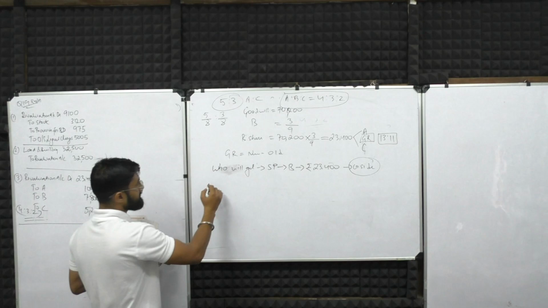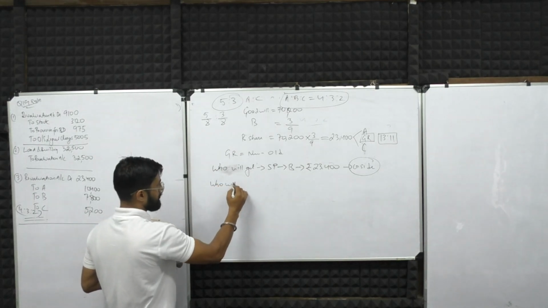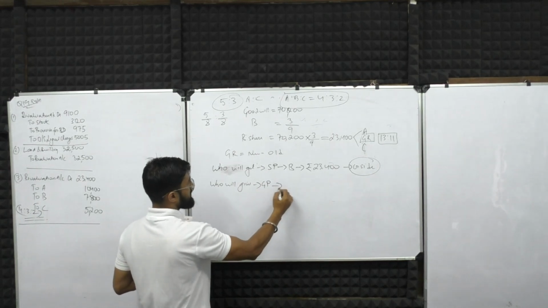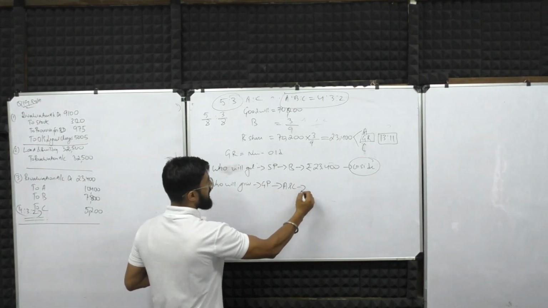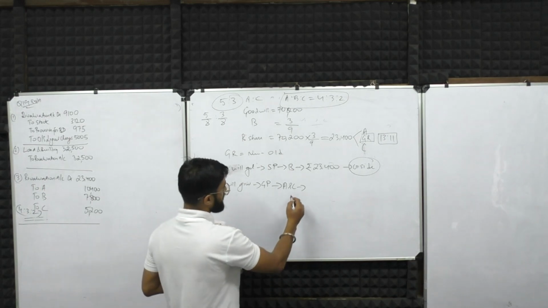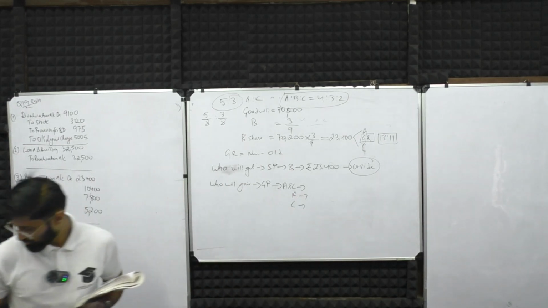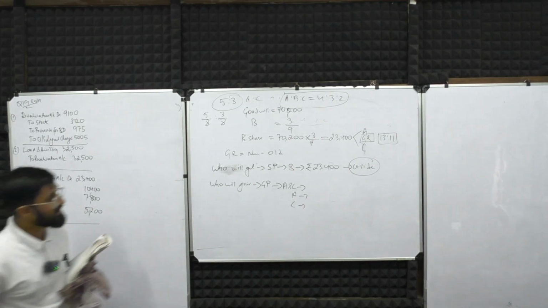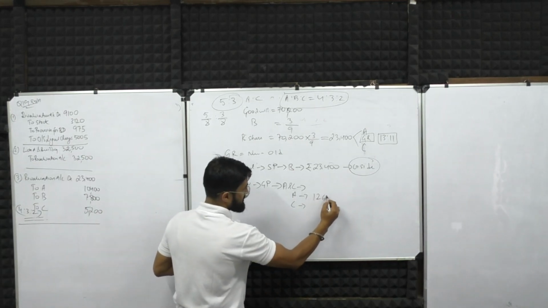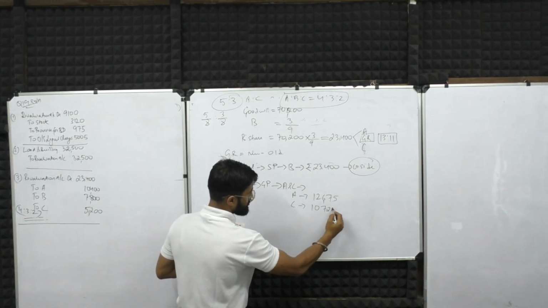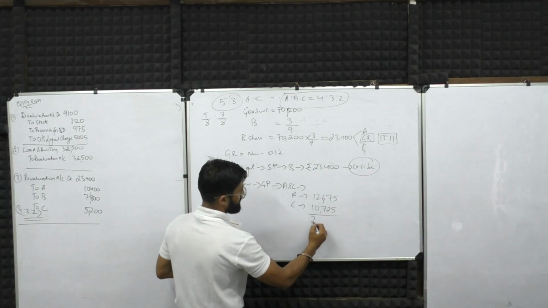Who will give? The gaining partners. Who are the gaining partners? A and C. How much will they give? A will give 12,675 and C will give 10,725.